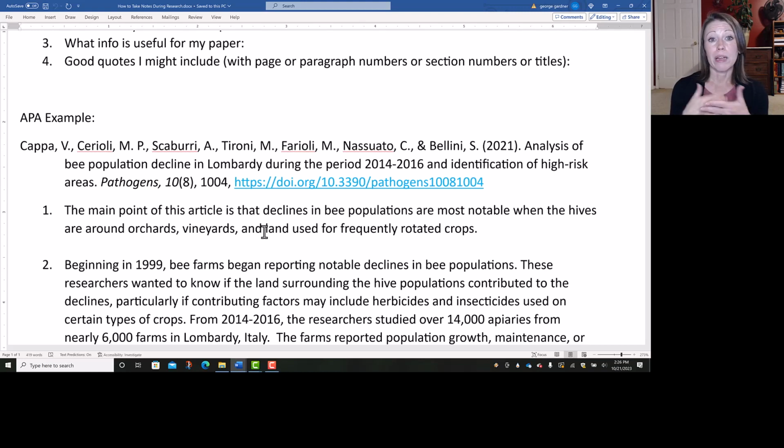Now, underneath my APA reference entry, the main point of the article is that declines in bee populations are most notable when the hives are around orchards, vineyards, and land used for frequently rotated crops.